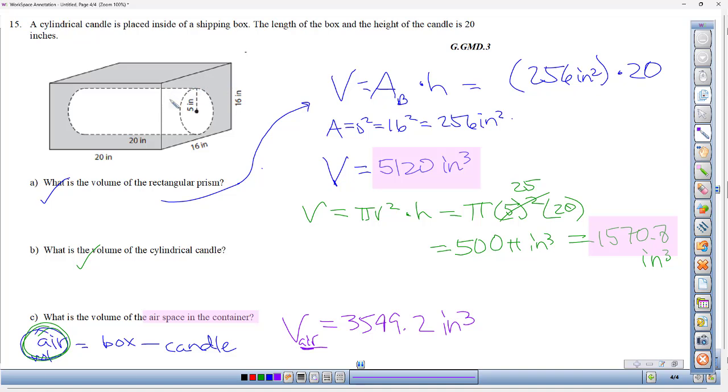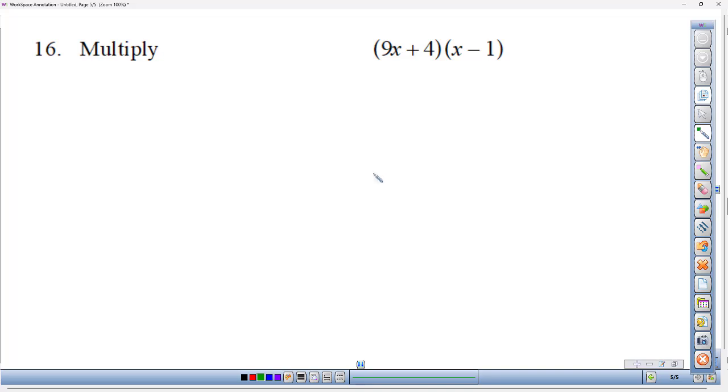So we really just have to understand the concept that inside the box is the candle and the air. If you add them up, you'll get the whole box. If you subtract one of them, you'll get the other one, and that's what we did.